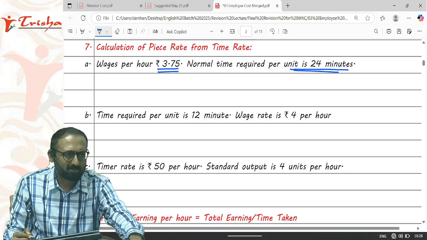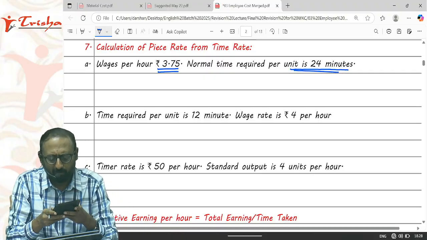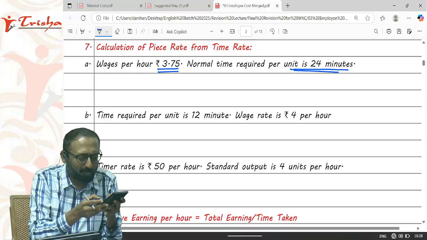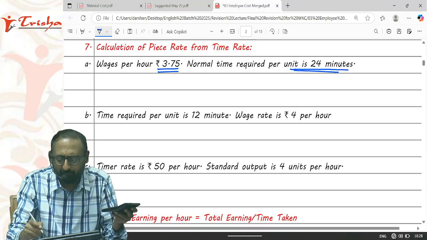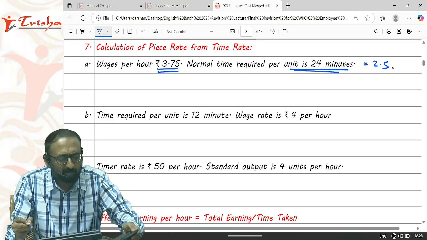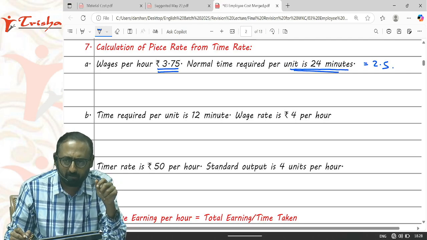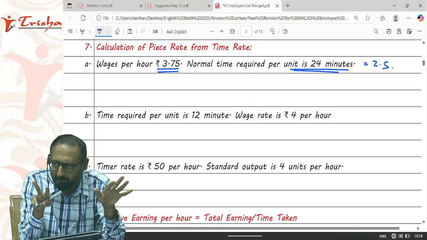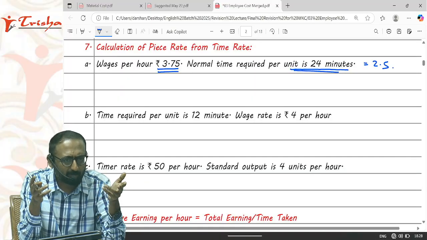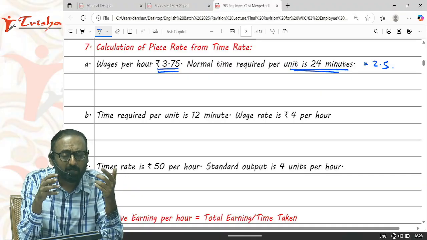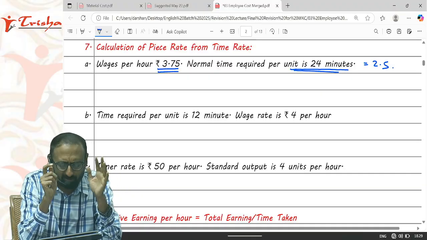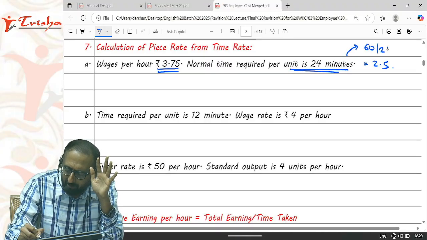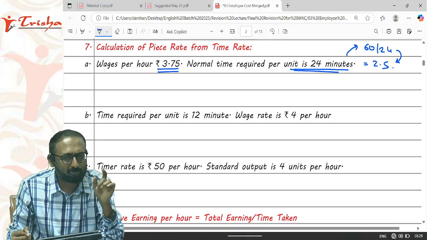Sarji, please check. 60 minutes are there in 1 hour. 60 divided by 24 minutes. Is it 2.5 units will be produced in that 1 hour? I will repeat. First unit in 24 minutes, 48 minutes, second unit. And the third unit will not get completed because it requires 24 more minutes. So how many units will you produce in an hour? 60 divided by 24, 2.5 units you will produce in 1 hour.